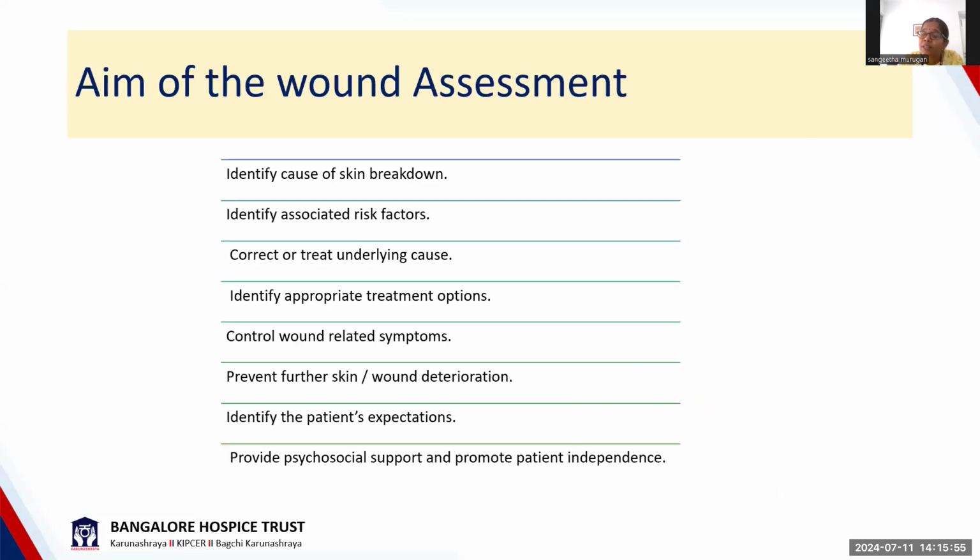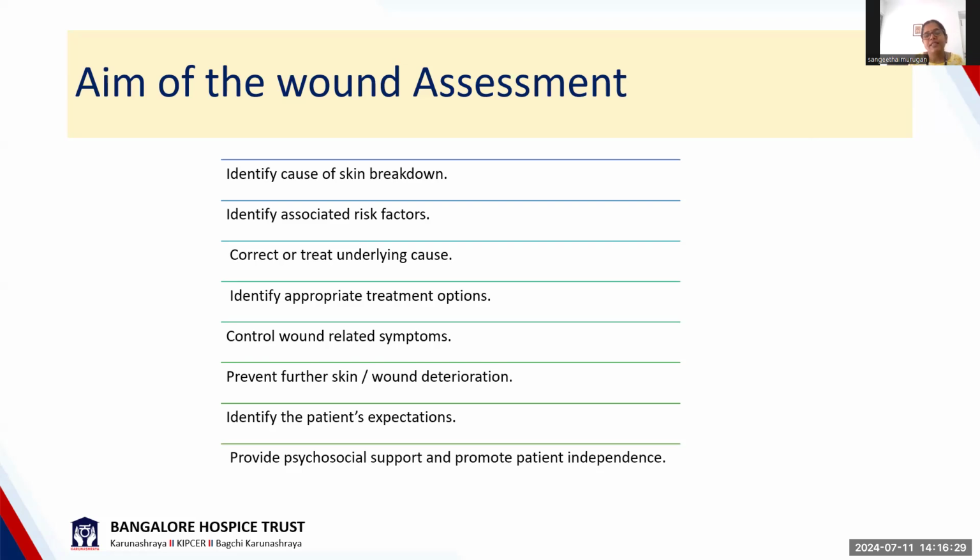So why should we do the assessment? First, we need to know the cause: why the patient has got the wound. Either it is surgical, accidental, because of the disease, or because of poor management of the patient. Why has the patient got the wound, and what is the factor? If you know the cause, you have to find out the factor. For pressure ulcer, I will tell in detail about the factors. Once you know this, first correct that. Correct the cause and treat it accordingly.